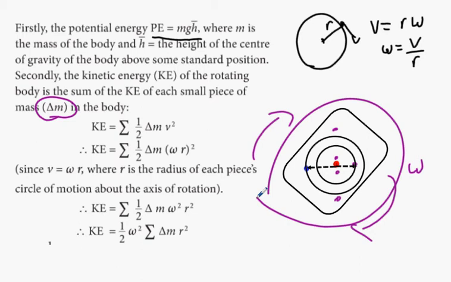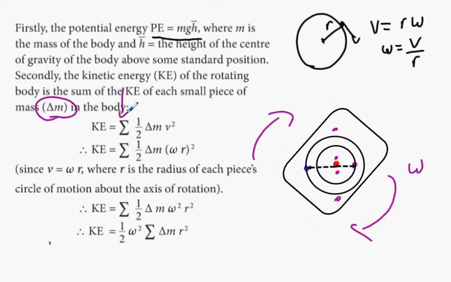So the full body is rotating, and what we have to do is use this sigma sign. Everybody familiar with the sigma sign here? It means sum of. It means we're adding the kinetic energy. That's the kinetic energy formula. We're adding the kinetic energy formula of every single little piece individually.